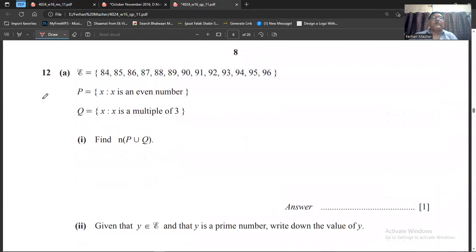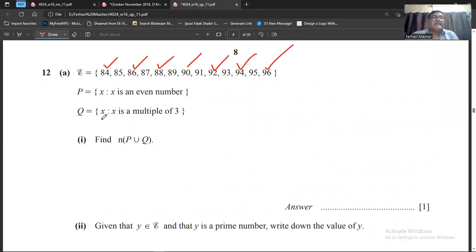The next question coming up on your screen is question number 12. He says, we have, this is a part of question number 12, a universal set is given here, which is 84, 85, 86, 87, 88, 89, 90, 91, 92, 93, 94, 95, 96. The set P, P for parrot, is X such that X is an even number. So even numbers are 84, 86, 88, 90, 92, 94, 96.